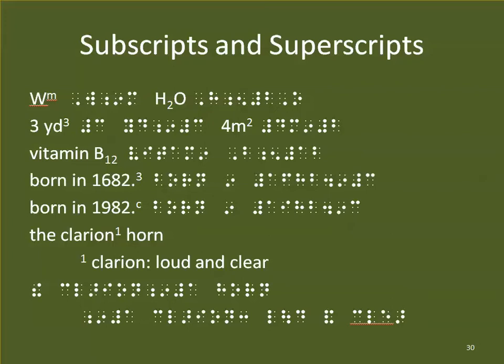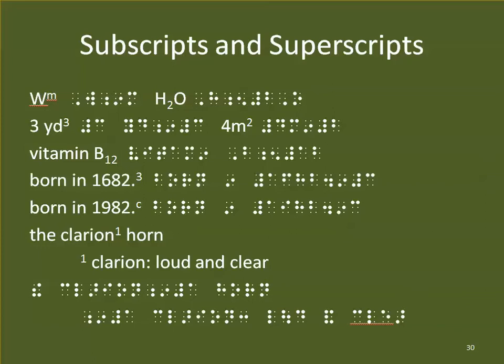Born in 1982, period, C. Now we're talking about a letter. So we have 1982, period. We're still in grade 1 mode because of that numeric indicator there, and no spaces yet. So we have our period, and then the superscript indicator, and then just this letter C. We don't need a grade 1 indicator for that C because we're still in grade 1 mode.